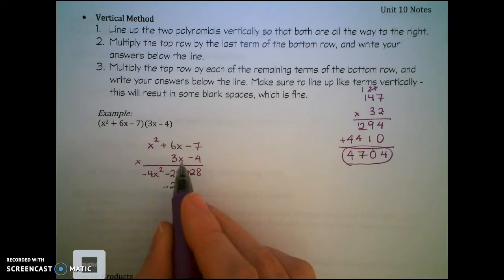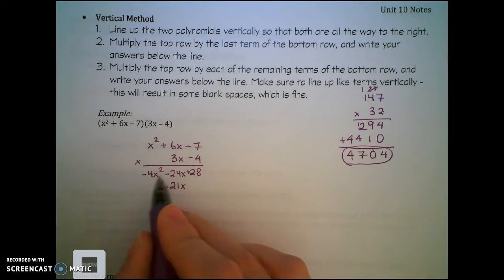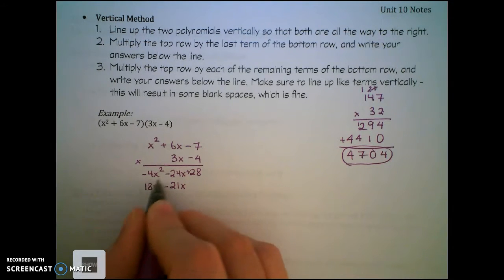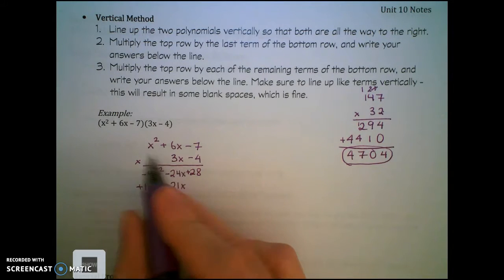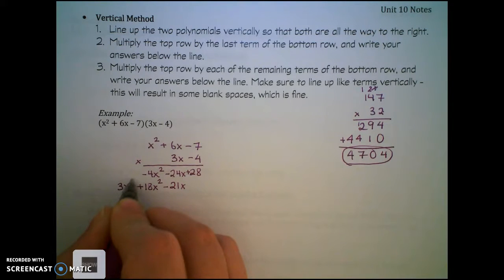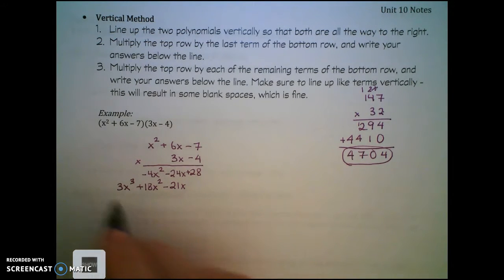Now I have 3x times 6x, which gives me 18x squared. I want my x squared terms to line up, so I have 18x squared, and that's positive. And then I have 3x times x to the second, which is going to be 3x to the third. Now I do have a blank space up here because I didn't have a third term, and that's fine.